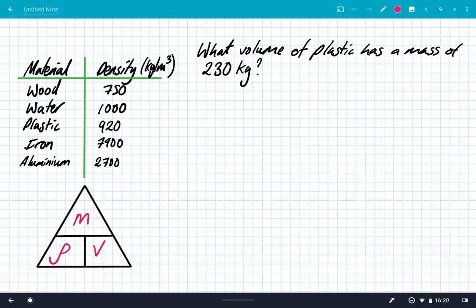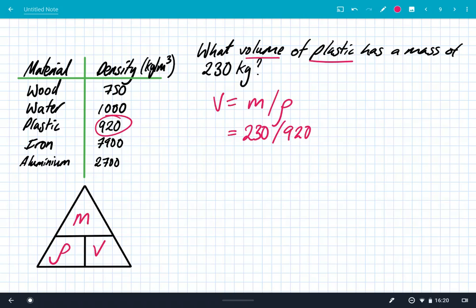This next question is asking us to calculate a volume. What is the volume of plastic that has a mass of 230 kilograms? So we cover up V in our formula triangle, and we get volume is equal to mass divided by density, and we're looking at plastic. So the mass is 230, and we simply divide by the density of plastic, which is 920, and that gives us a volume of 0.25 meters cubed. Very, very simple and straightforward.